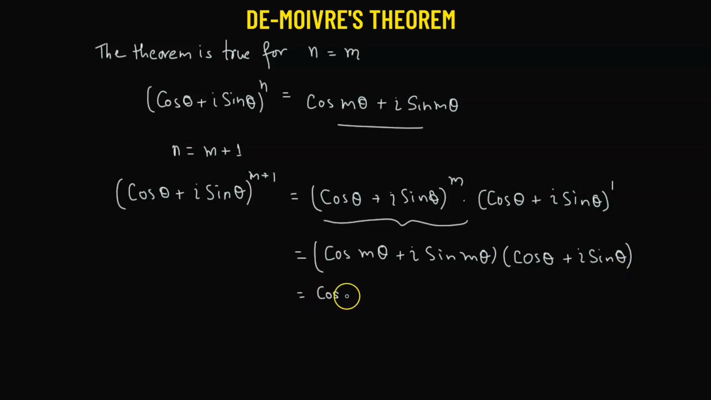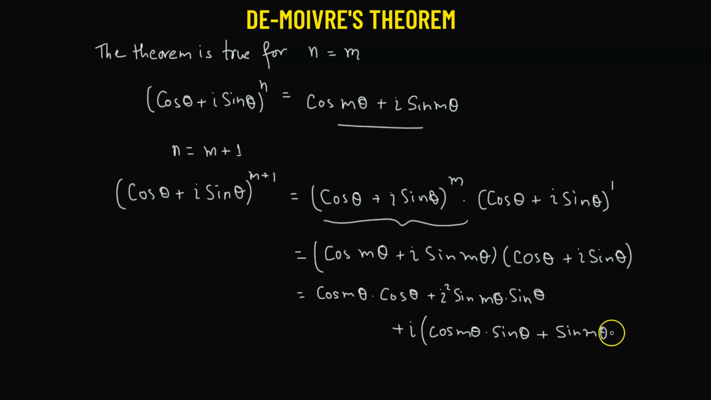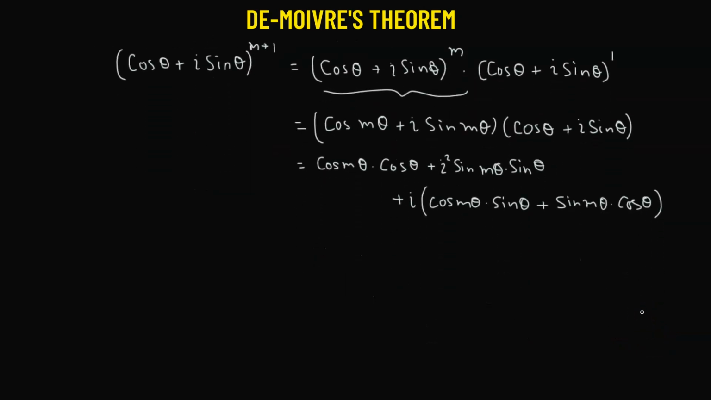So this will give us cosine of m theta multiplied by cosine of theta, plus iota squared times sine m theta times sine theta, plus iota times, so we're going to take iota as the common factor, so this will give us cosine of m theta times sine theta plus sine m theta times cosine of theta. Right. Now iota squared, that value is equal to -1.